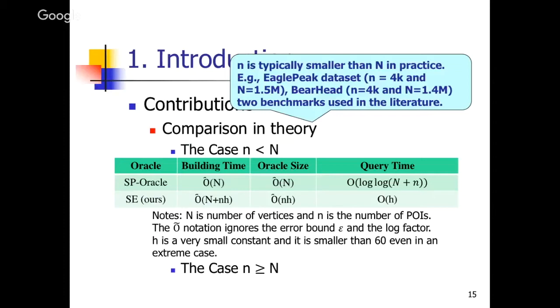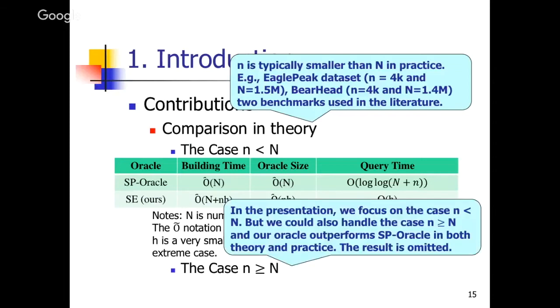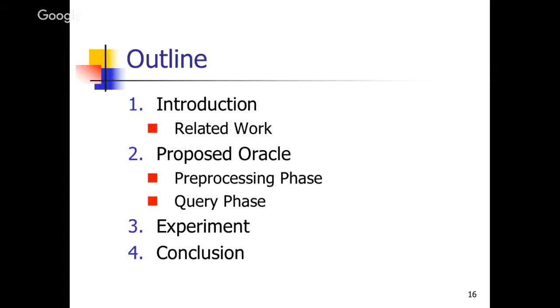Okay, then the next case is small n is larger than or equal to big N. So in this presentation, we don't show this case, but we could also handle this case. And our oracle still outperformed SP oracle in this case, in both theory and practice. The result is omitted here for the sake of limited time. Okay, let me present our oracle next.